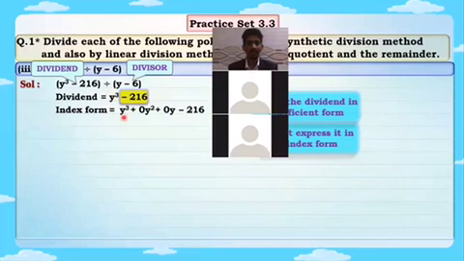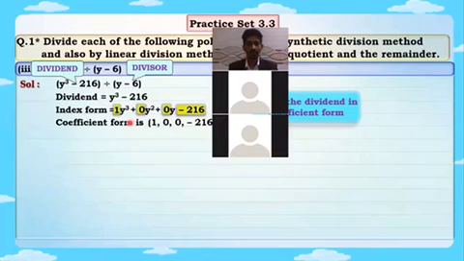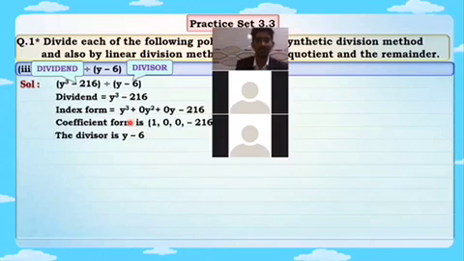So check करो, यहाँ पे we have written this dividend in index form where all the powers are present, starting from highest power to lowest power, हर एक power present है, raised to 3, raised to 2, raised to 1, raised to 0. Now it's time for us to write the coefficient form. We just need to write the coefficients in round brackets separated by comma. After this, dividend in standard form, dividend in index form, dividend in coefficient form लिख के होने के बाद we are going to write divisor. The divisor is y minus 6.